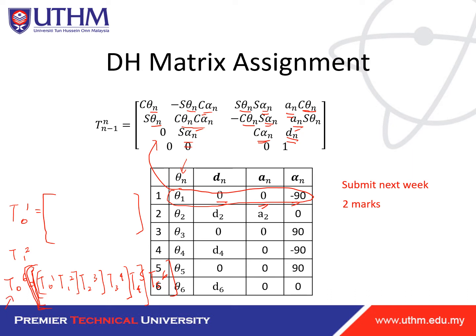So this matrix will become our forward kinematics matrix, which means if we put in all these four parameter values, or we just put in the theta values of the robot, we can find where the robotic arm position is.